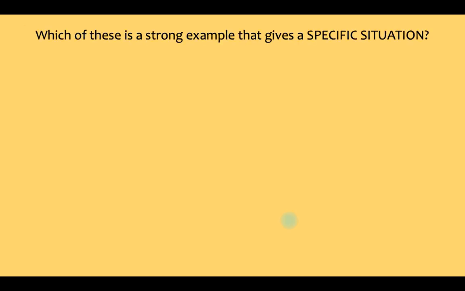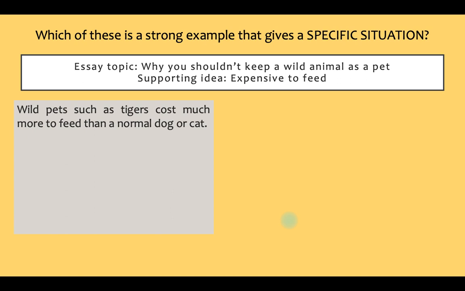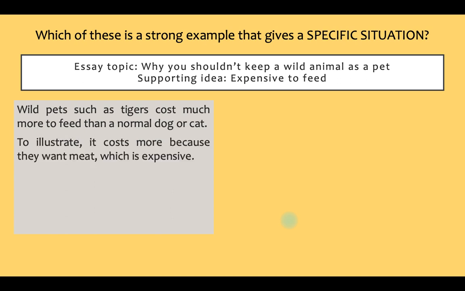So again, which of these is a strong example that gives a specific situation? In this case, our topic is why you shouldn't keep a wild animal as a pet. And our supporting idea is that they are expensive to feed. So wild pets, such as tigers, cost much more to feed than a normal dog or cat. To illustrate, it costs more because they want meat, which is expensive.